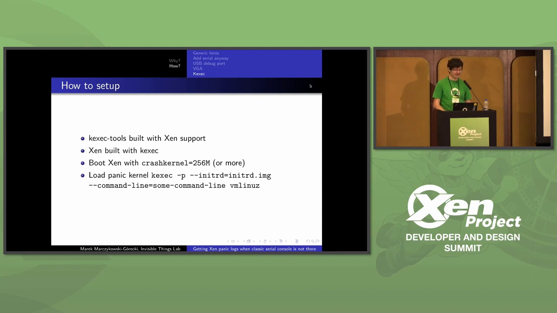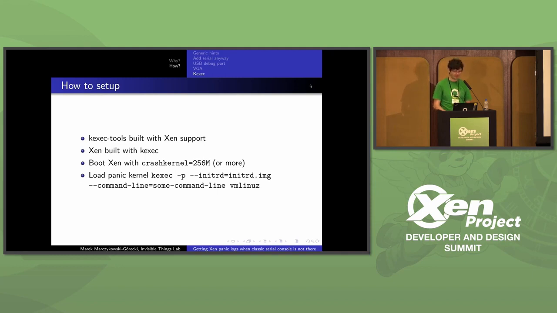And then finally load the panic kernel with kexec -p and options to specify the kernel, the initramfs with all the tools necessary to dump the memory and possibly extract messages, some command line parameters, etc. Whatever you like. So when you do that, when Xen panics, instead of rebooting or any other option, it will jump to this crash kernel.